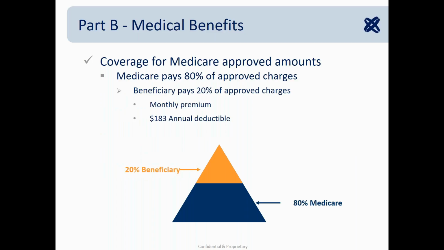Part B coverage for Medicare approved amounts: Medicare pays 80% of Medicare approved charges if it's medically necessary, and then the beneficiary would have to pay 20% of those charges. There is a monthly premium, and the annual deductible is $183 for 2017. As you can see in that pyramid, Medicare pays 80% of the claim, and you, the beneficiary, would pay 20% of that claim.